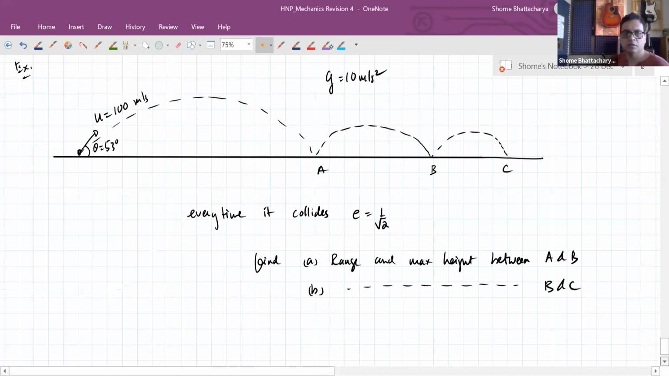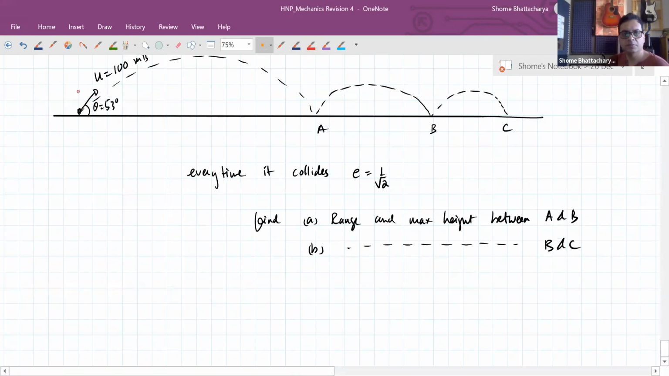method of calculating the different parameters of a projectile. So if the horizontal component of projection velocity is ux and the vertical component is uy, then in general, you can use this formula that time of flight is 2uy by g. Range is ux into time of flight. So it becomes like this. And maximum height becomes uy square by 2g.